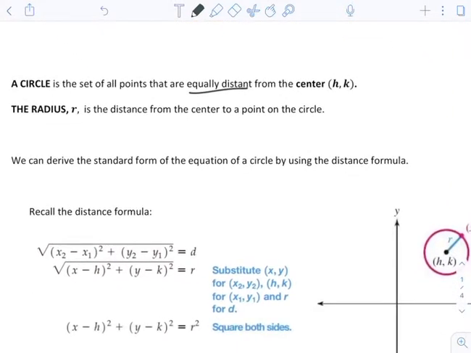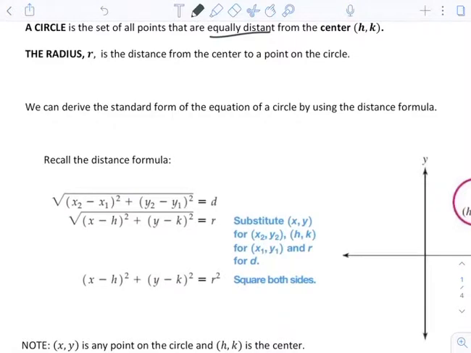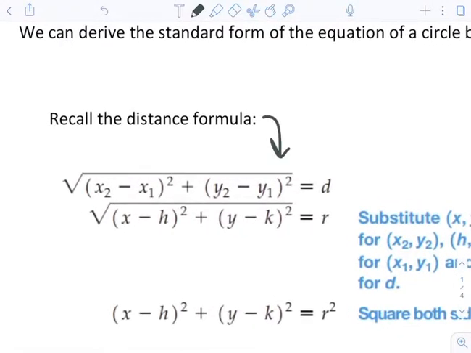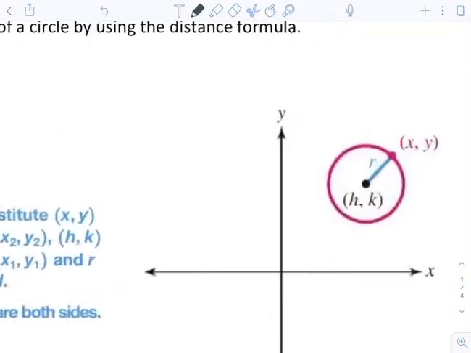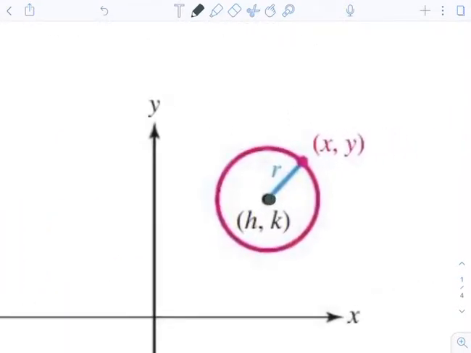Okay, so when we're creating the standard form of an equation, we can derive that formula by using the distance formula. So let's recall the distance formula. This is the distance formula right here, right? We subtract our two x's, we subtract our two y's from two separate points, add them together, take the square root, you have the distance. Okay, well, in a circle, if we find the distance between h, k and x, y, that's giving you the radius, right? The distance from the center to a point on the circle. And if you trace that all the way around, right, you're creating your circle.